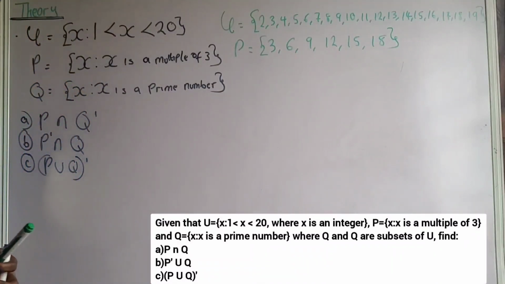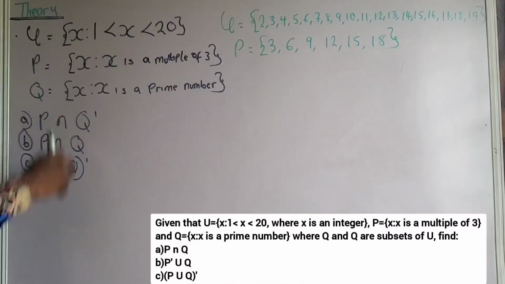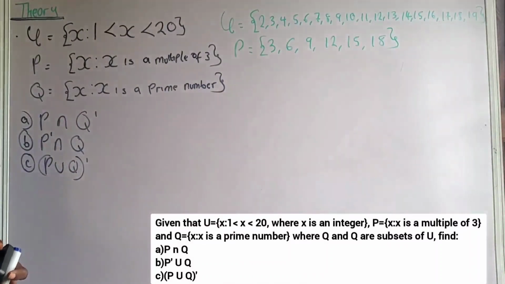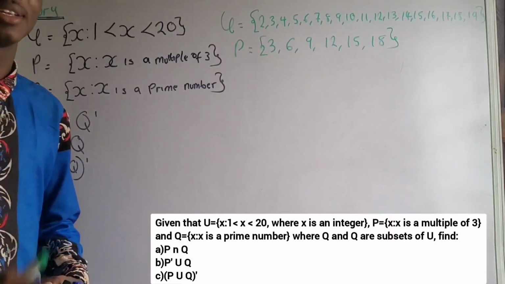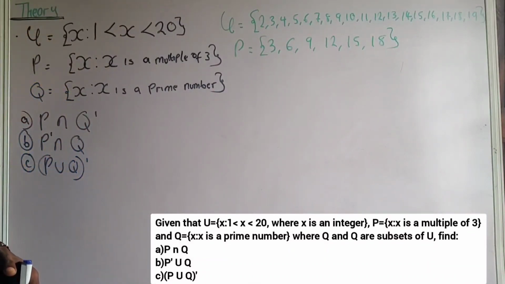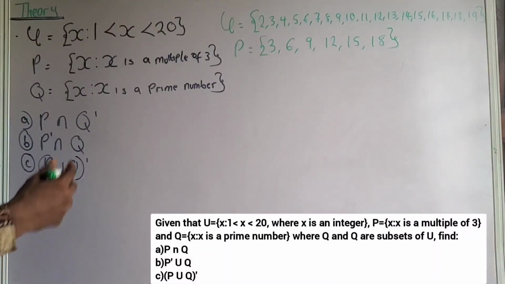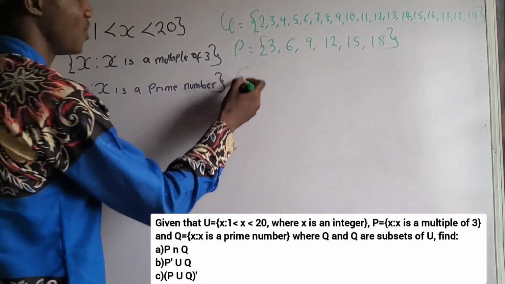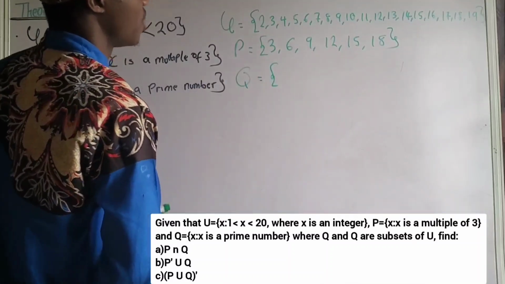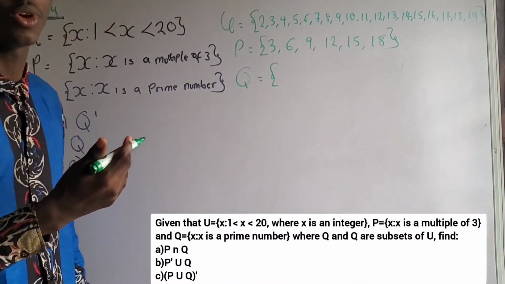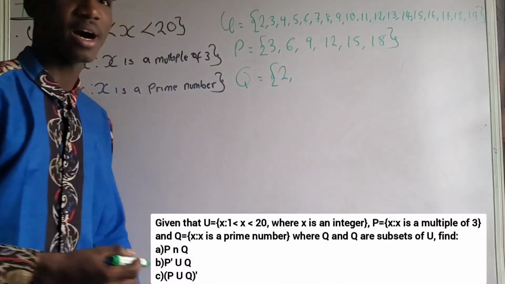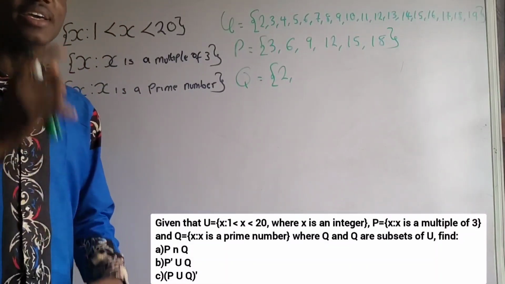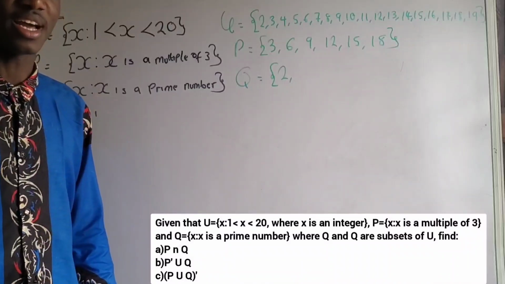Now for set Q, we have Q equals x such that x is a prime number. What are prime numbers? Prime numbers are numbers that have only 2 factors, which are 1 and itself. Now, between the range of 2 to 19, what are the prime numbers that we have? The elements present in Q will include 2. 2 is a prime number, and the reason is simply because 2 is divisible by itself and 1 without remainder.